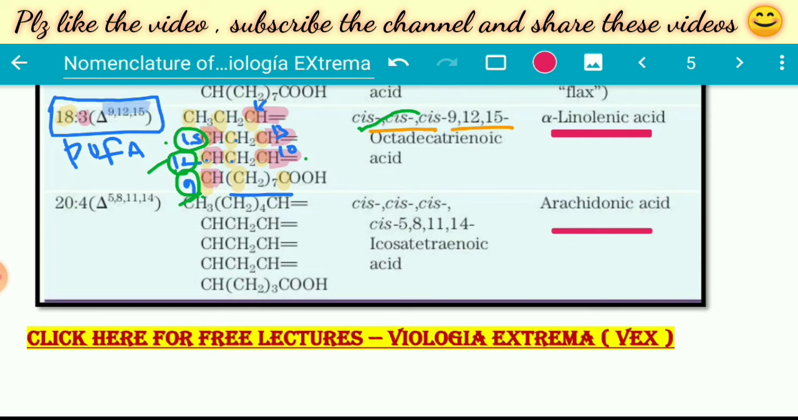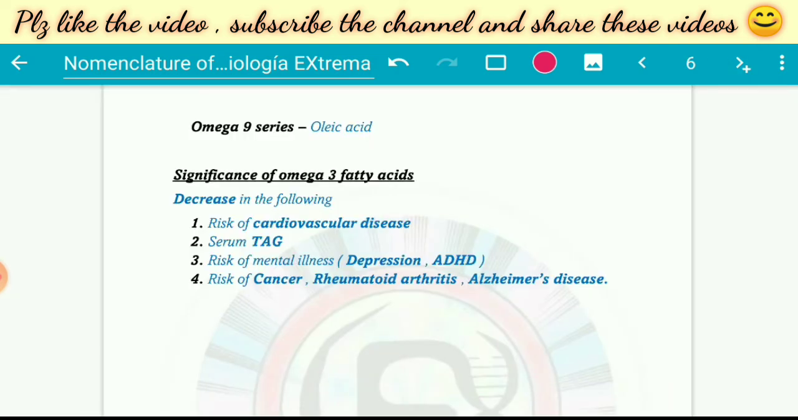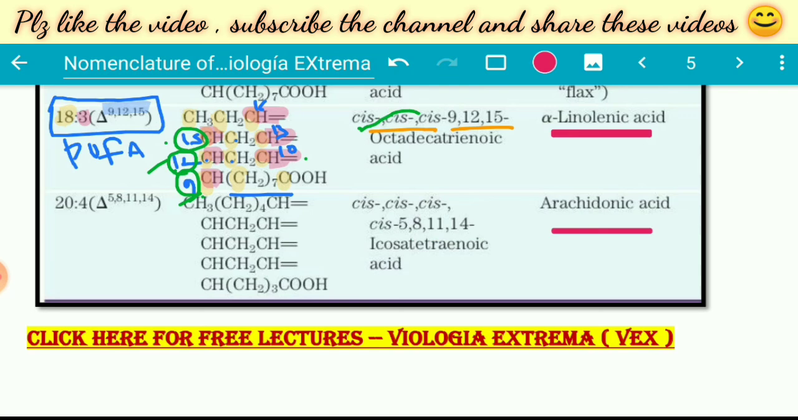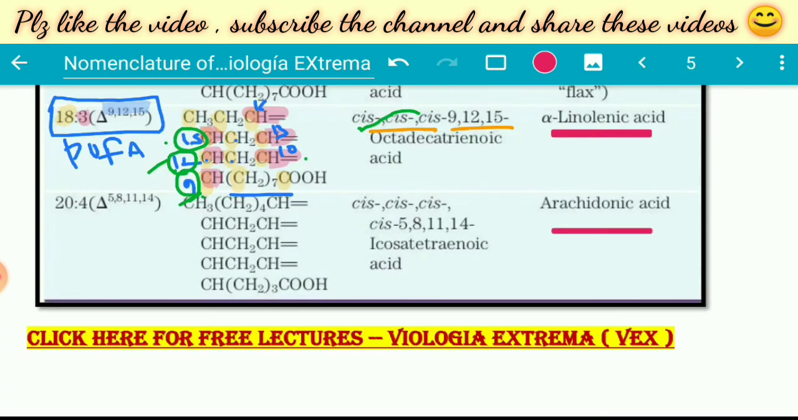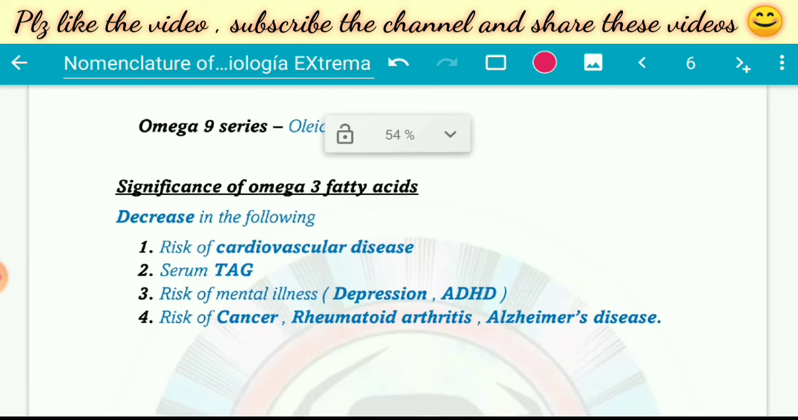This is just another way of naming. We can name them systematically too. So omega 6 and omega 3 are done. If we talk about omega 9 type of fatty acids, we have oleic acid.